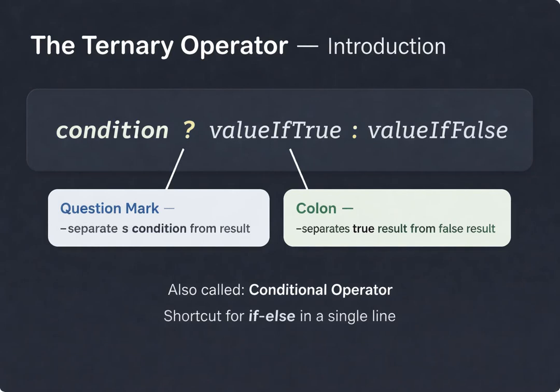Now we get to one of the most important operators in JavaScript, the ternary operator. The instructor describes this as an extremely important operator, one that he himself learned about relatively late in his programming journey. The ternary operator is also called the conditional operator because it works like a condition, similar to an if-else statement, but written in a single line. The syntax has two key symbols, a question mark and a colon. The condition comes before the question mark. If the condition is true, the expression after the question mark runs. If the condition is false, the expression after the colon runs.